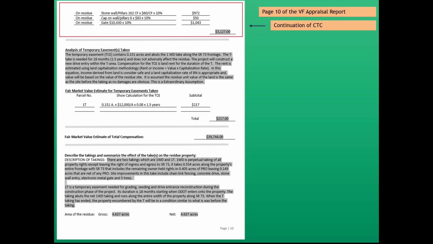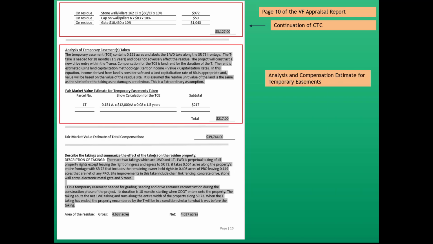The rent's estimated using land capitalization methodology, which is rent or income equals value times the capitalization rate. In this equation, income derived from land is considered safe. The land capitalization rate of 8% is appropriate. And the value will be based on the value of the residue. It's assumed the residue value of the land is the same as the site before the taking, as no damages are obvious. This is an extraordinary assumption.